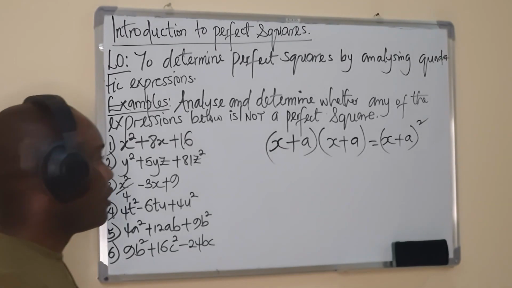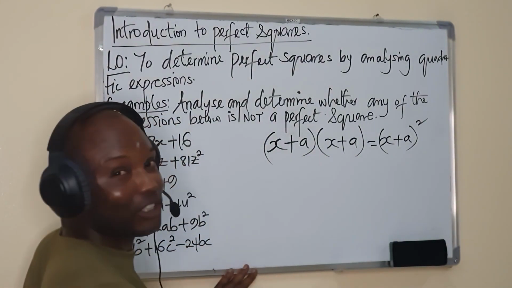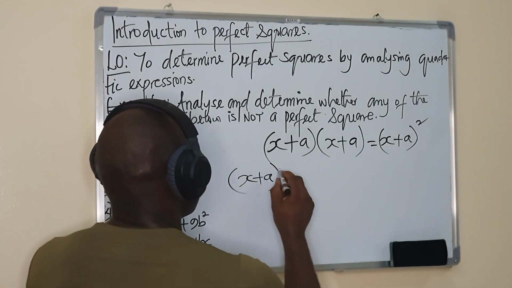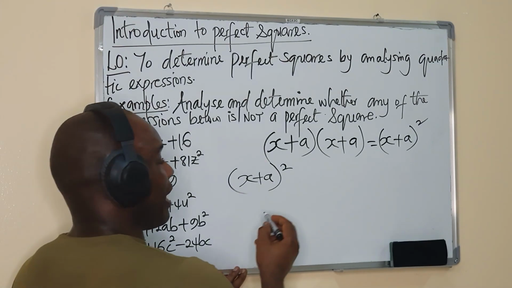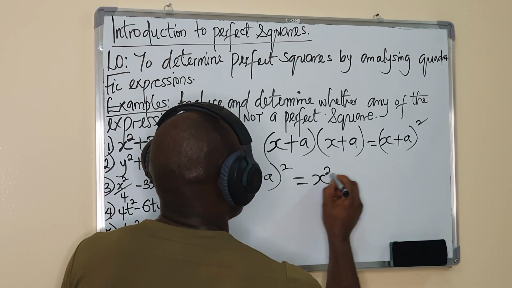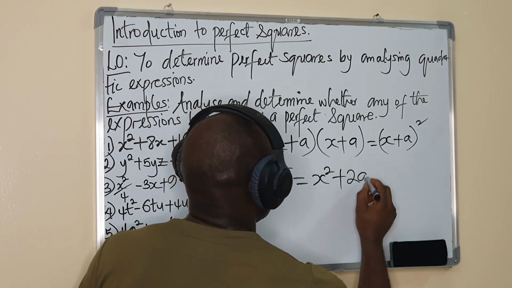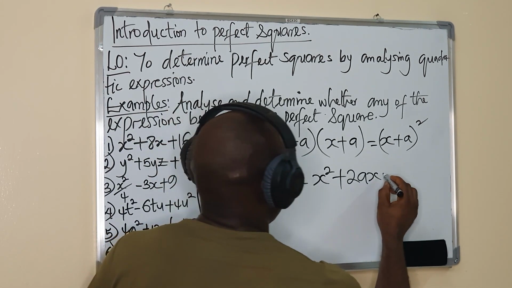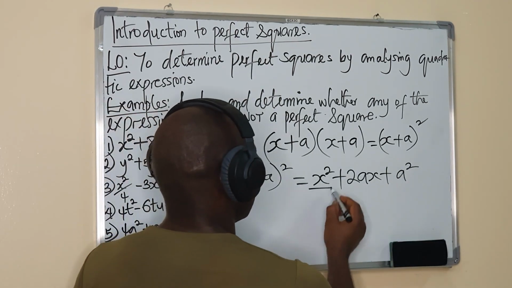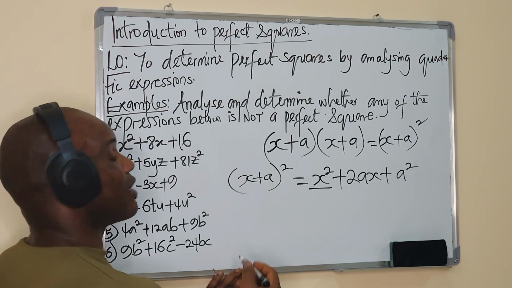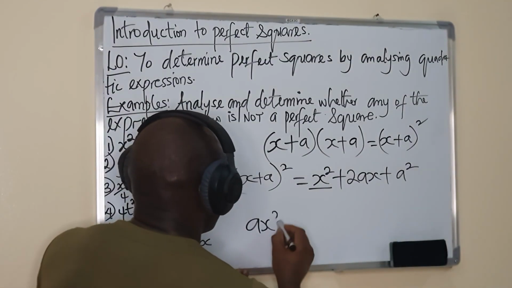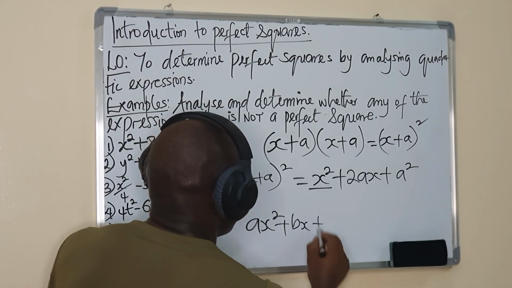To take it a little further, using the example I just demonstrated on the board, x plus a squared, close the bracket squared. If I open up this bracket, I'm going to end up with an expression of this nature. x squared add 2ax add a squared, where x squared is standing in our place of the usual x squared we have in the general quadratic form, which is ax squared plus bx plus c.